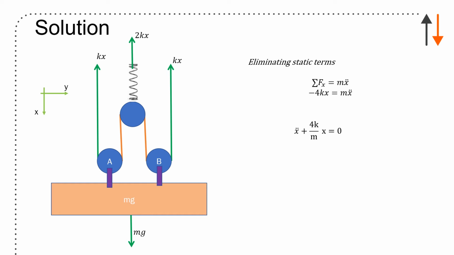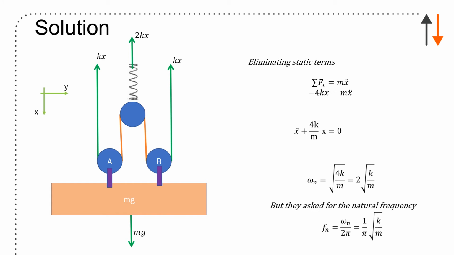The equation of motion is x double dot plus 4k over m x equals 0. And I can substitute in terms, and I get omega n is the square root of 4k over m, which equals 2 times the square root of k over m. But they ask for the natural circular frequency. And so omega n over 2 pi equals 1 over pi times the square root of k over m, because that 2 is going to cancel on the top and the bottom.